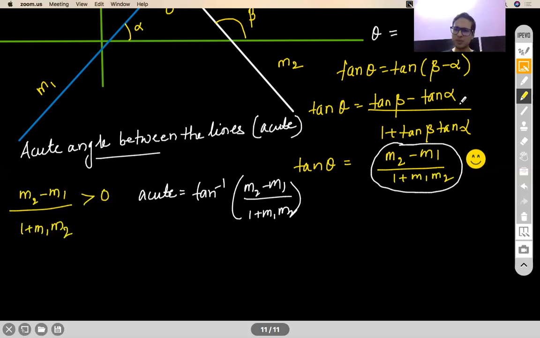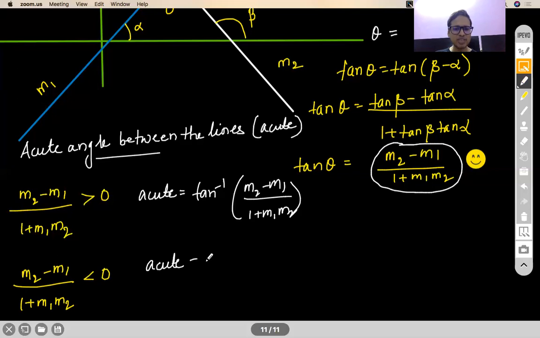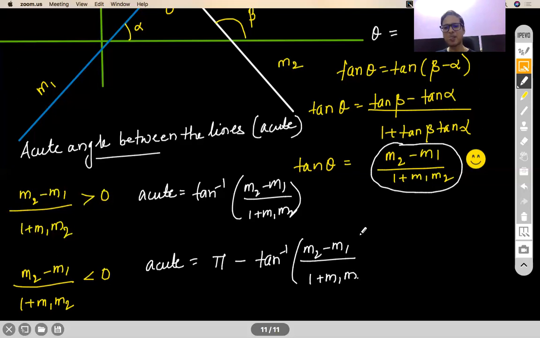But what if your (M2 minus M1) by (1 plus M1 M2) becomes negative? Then remember, your acute angle would be figured out by the use of the formula pi minus tan inverse of (M2 minus M1) by (1 plus M1 M2). Are you getting my point?